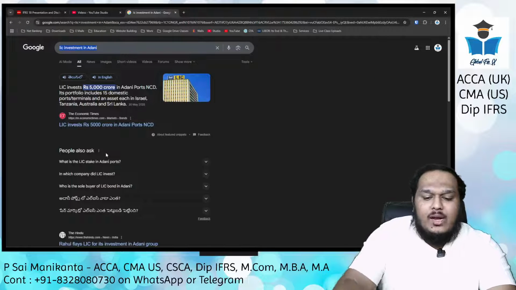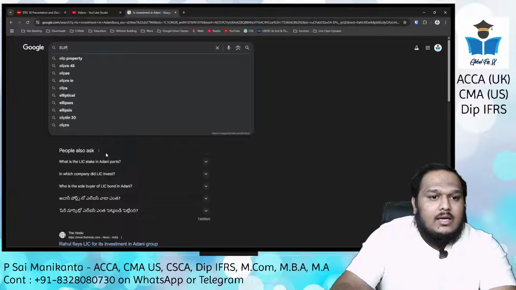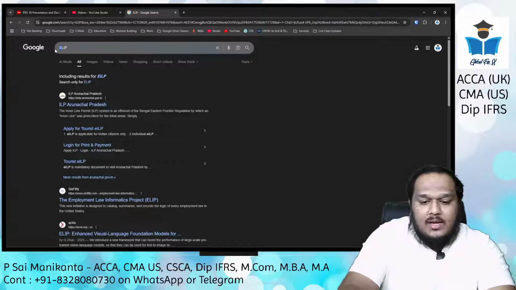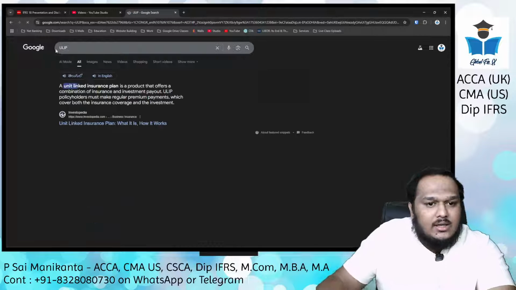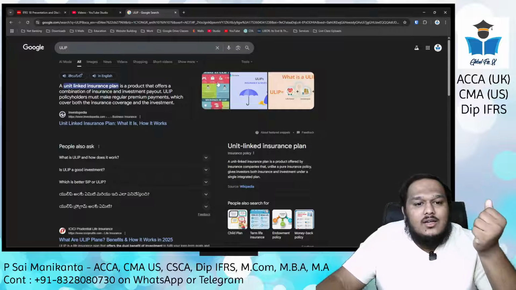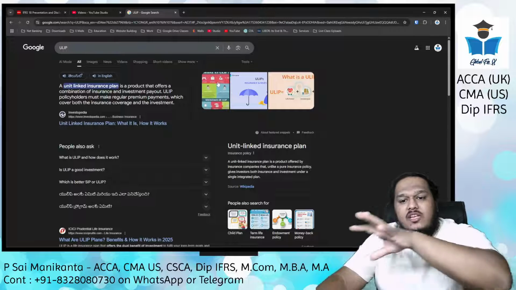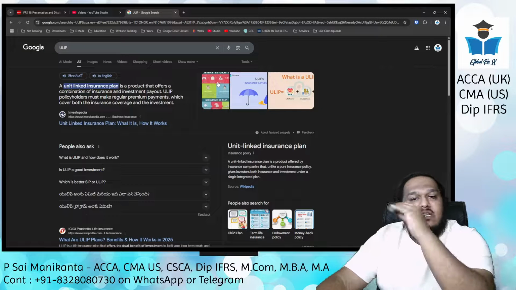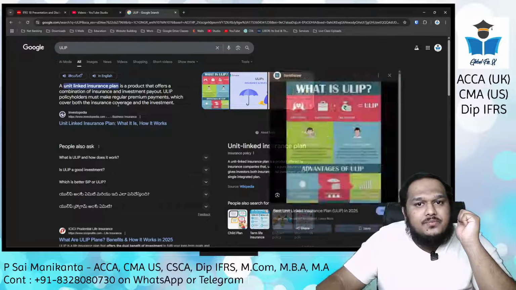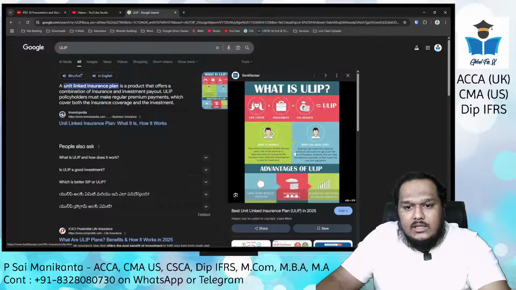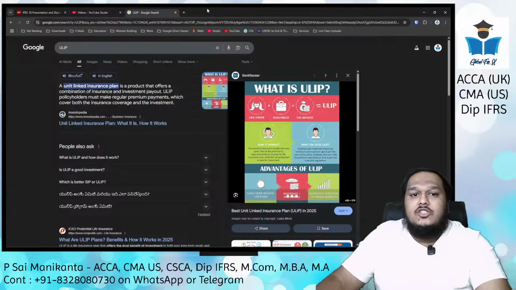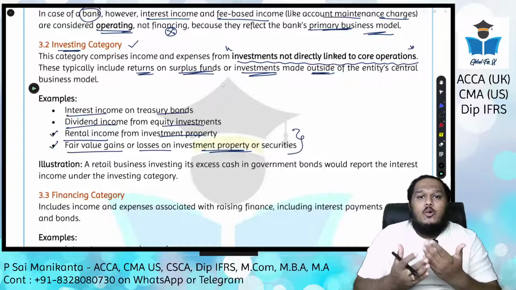That is where ULIPs come from. Unit linked insurance plan. How do you think they work? Whatever premium you pay, they invest it. So if the investments increase in value, your returns on this ULIP will increase. So you can see here what a ULIP is. This is not an insurance lecture, so I'll skip that, but I hope you got the picture.